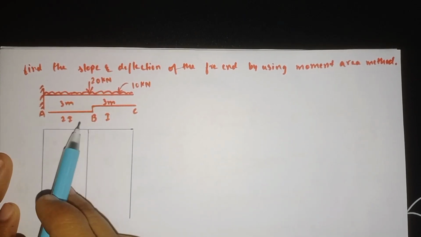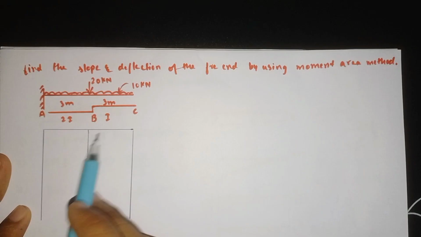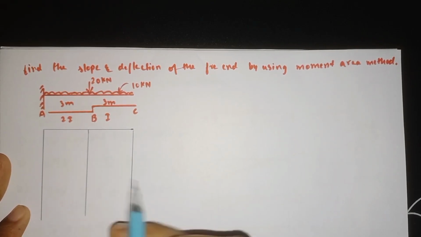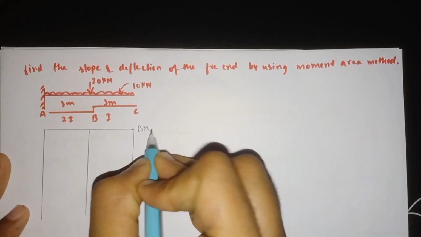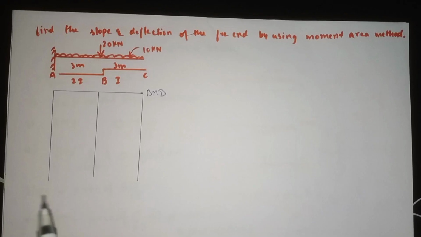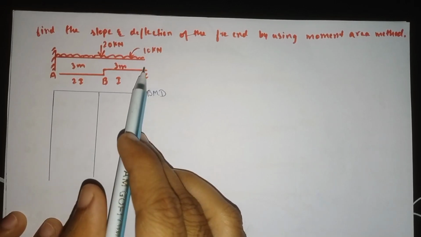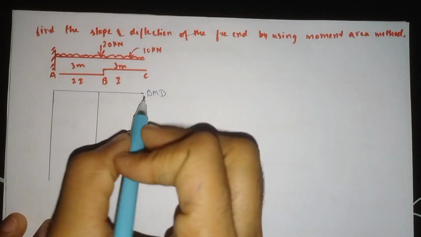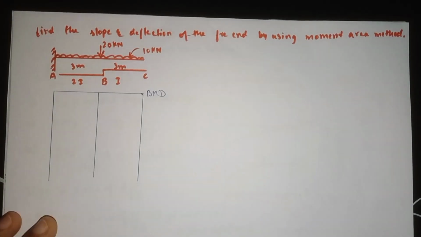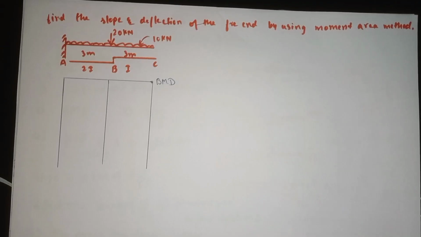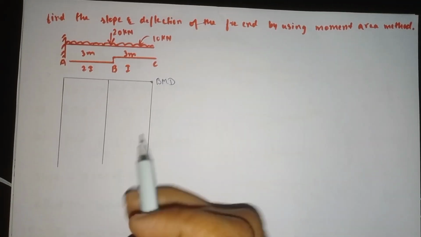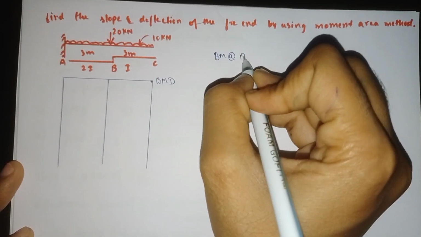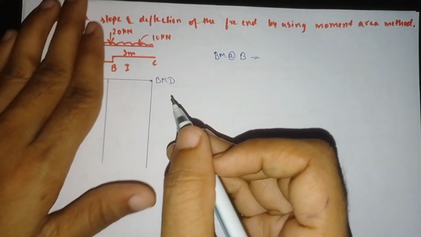I will directly find the support reaction by drawing the bending moment diagram. First we have to draw the BMD. We'll first solve the bending moment at point C. Point C is the free end, so at the free end the bending moment will be 0. Here it will be 0.